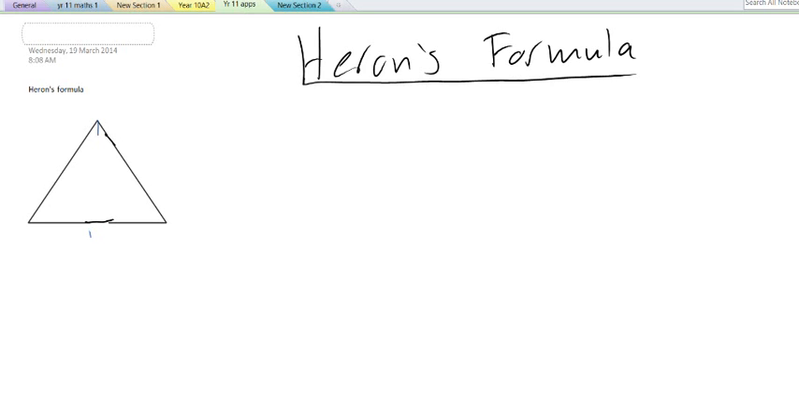Now, Heron was a mathematician who lived in the 1st century AD in Alexandria, so this formula is very, very old. And Jade looks like she cares hugely about that.